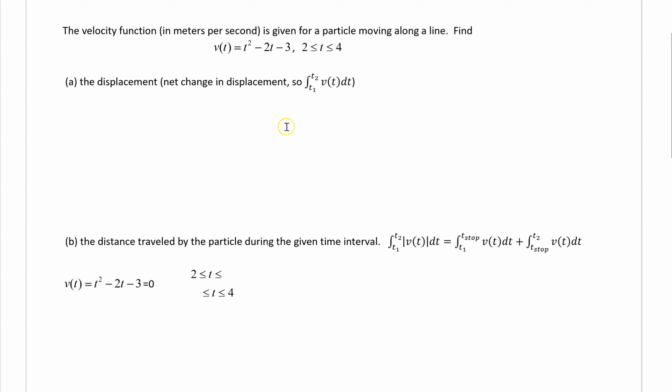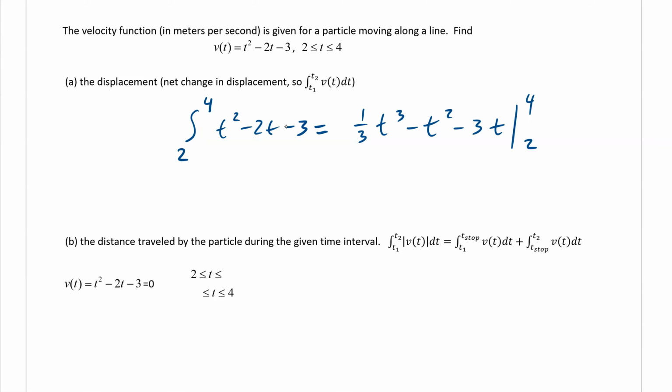So if we want net displacement, that means we go from when we started, which is 2 seconds, to when we ended, which is 4 seconds. And then we take our velocity function to convert it back to our position function. So this gives us 1/3 t cubed minus t squared minus 3t from 2 to 4. And so if we were to plug in 4, it will tell us our position at 4 seconds. Plugging in 2 will tell us our position at 2 seconds. Obviously the constants are canceling there.